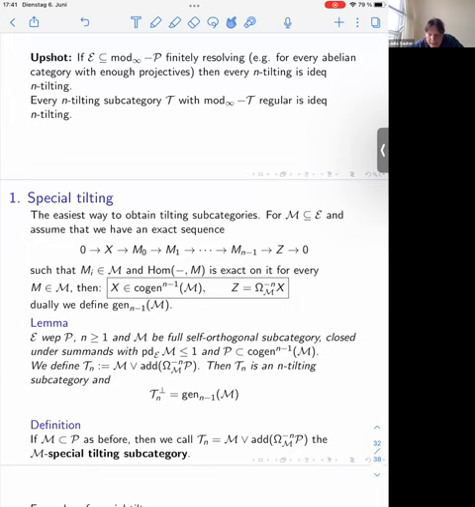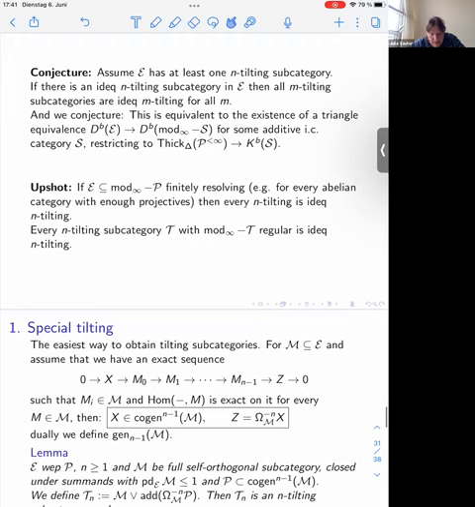Okay, so there are many situations where we get this IDEC tilting. It's not always the case, but it's often enough the case, I hope. And the complete characterization is still outstanding. So in the case, for example, finitely resolving, for every abelian category with enough projectives, then IDEC tilting, end tilting equals IDEC end tilting. Or if you happen to know that mod infinity T, mod infinity is regular, then IDEC tilting. Yeah, okay, there's also a version of IDEC without an N, but yeah.